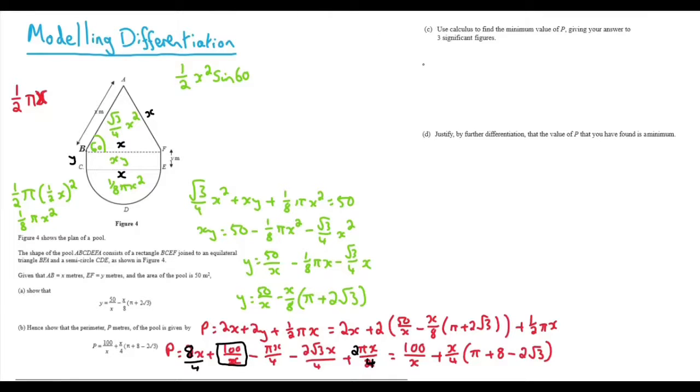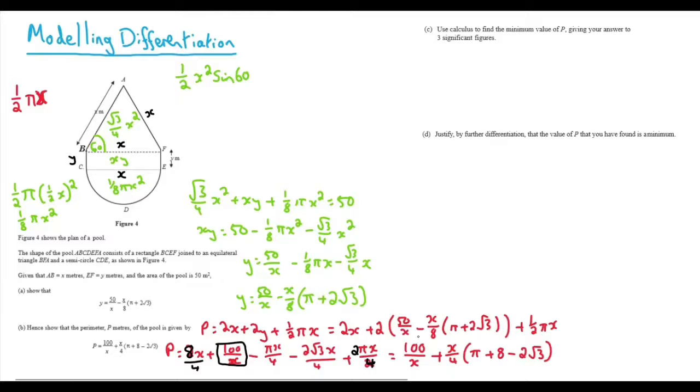Now that we have this, because it's all in terms of one letter, we can now do part C, which is use calculus to find the minimum value of p, giving your answer to 3 significant figures. So calculus just being the umbrella term for like differentiation, integration. So we're going to differentiate this expression for p and find the minimum. Now this is why we wanted to make it all in terms of one letter, because while you can differentiate with multiple letters, that's getting into implicit differentiation. That's something else within A2 that has its own video.